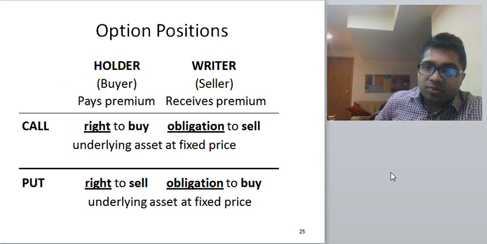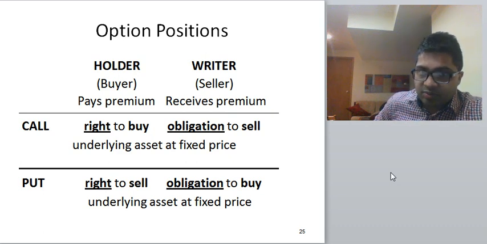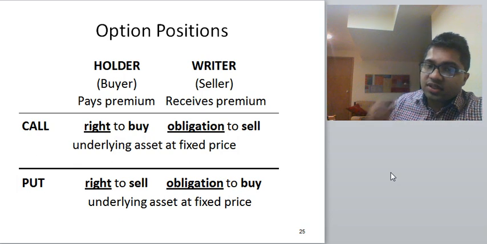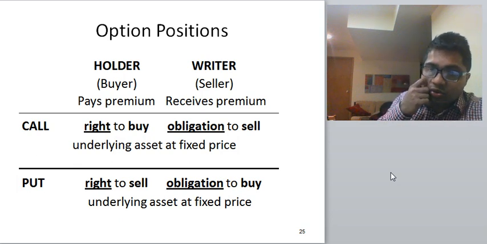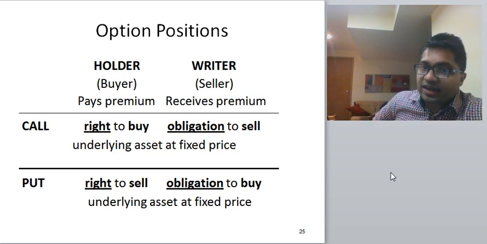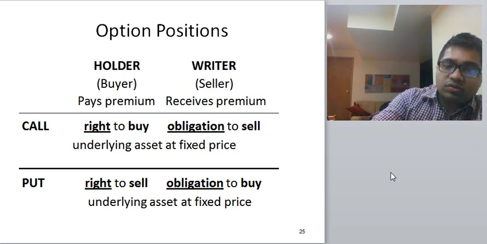Option position: call buyer pays premium, call writer receives premium. Call option is right to buy the underlying asset, call writer has obligation to sell at a fixed price. Put option is right to sell, put buyer pays premium, put writer receives premium, put writer has obligation to buy.